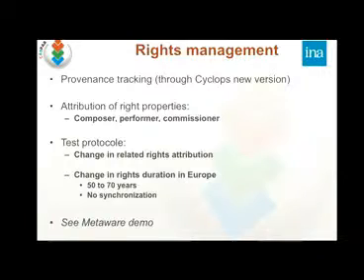So, one aspect, rights management, because we will have later a demonstration of that. In the last version of the interface, whose name is now Cyclops, we have provenance tracking, which is also important for our rights management. You need to know, if you have an object, who made this object and the purpose. So we have attributes of rights attribution. For example, you know if it's a composer, a performer, a commissioner, a very rough description.